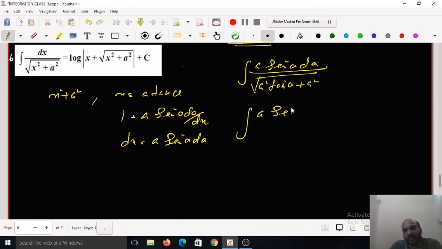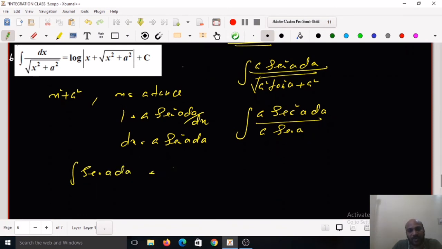A sec square theta d theta. This term you can simplify. Take a square as common: a square into 1 plus tan square theta. 1 plus tan square is sec square. Root of a square sec square, that is a sec theta. You can cancel a, you can cancel one sec. Integration of sec theta d theta.